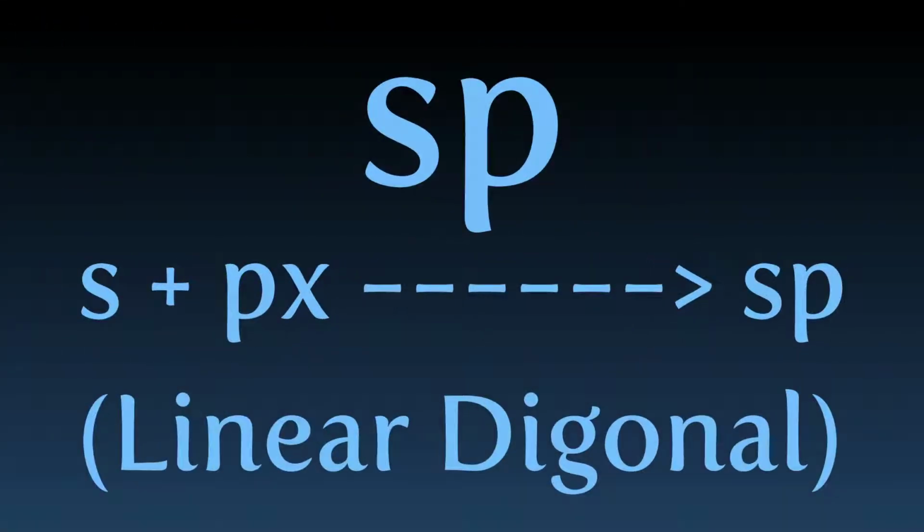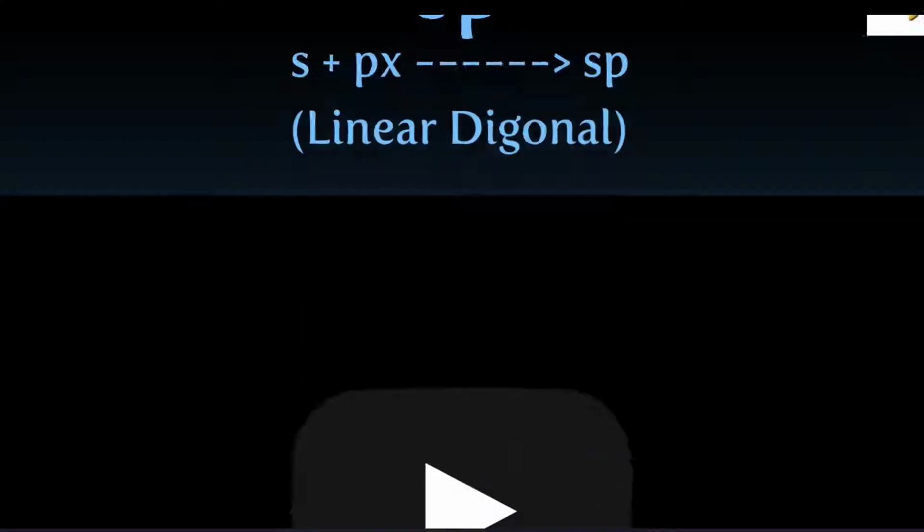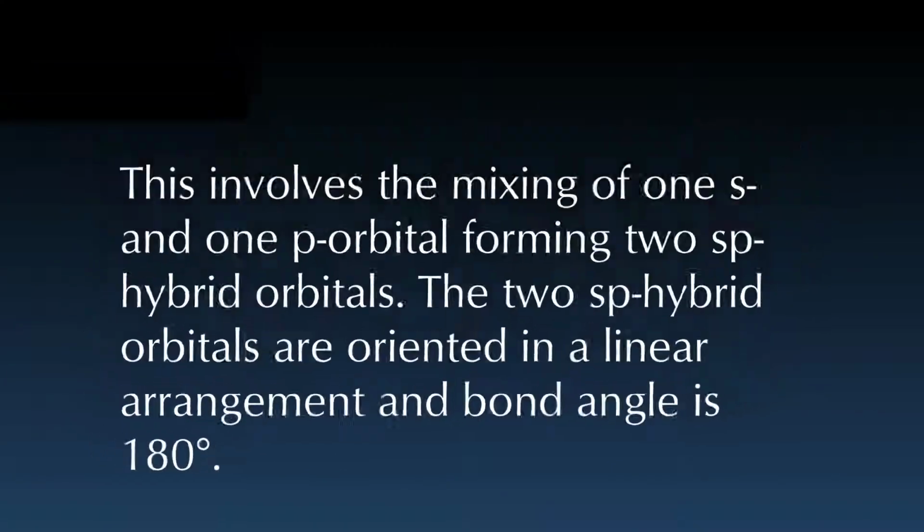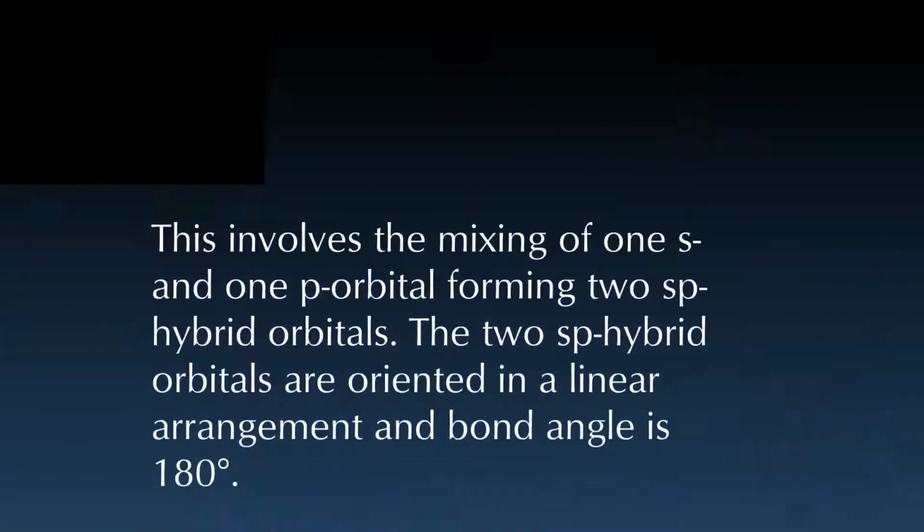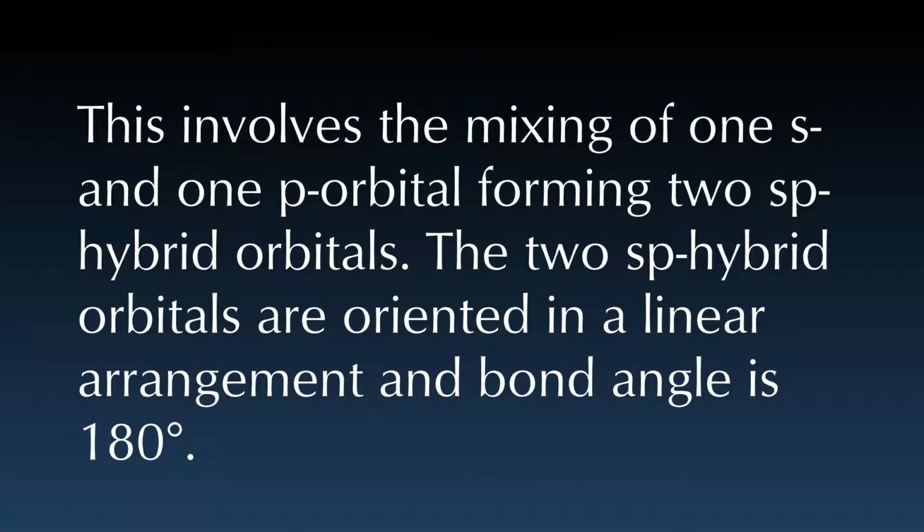All right, so first one, Sp orbital, where we're going to take one S and one P, and we're going to make an Sp orbital. Now, in general, we'll get this one shape thing in here, and we're going to go into this in a lot more detail in a bit. But when we get one S and one P orbital, we'll form two Sp hybrid orbitals. In general, when we get those, we're going to get a linear arrangement of our atoms, and the bond angle will be 180 degrees.